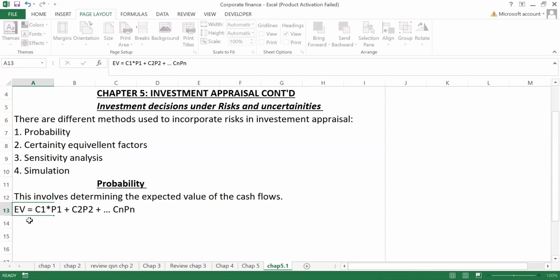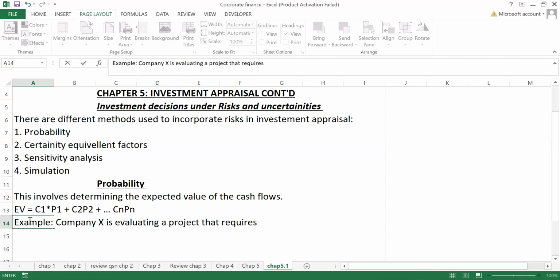So maybe a simple case. Company X is evaluating a project that requires 1 million francs.